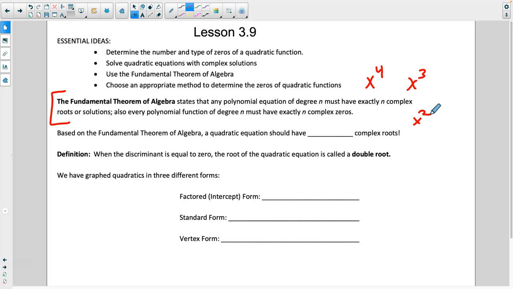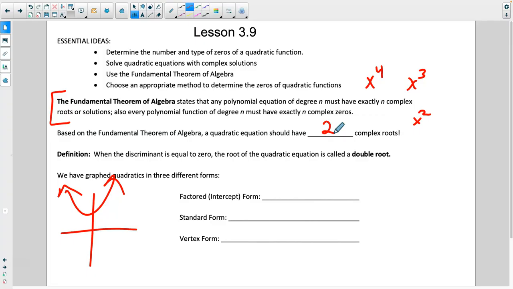So if we look at a quadratic and it looks like that, how many times do I cross the x-axis? 0. But our theorem states that I would need to have 2. So I would have 2 complex roots, because I'm using imaginary numbers. Now you could have 0 imaginary solutions, and then you would have 2 real solutions. So they go in pairs. They go either 2 or 0. Okay, that's what we're looking at.